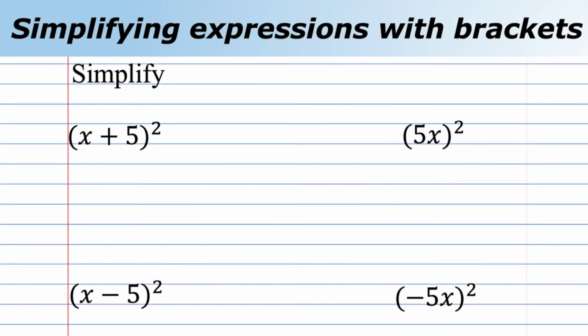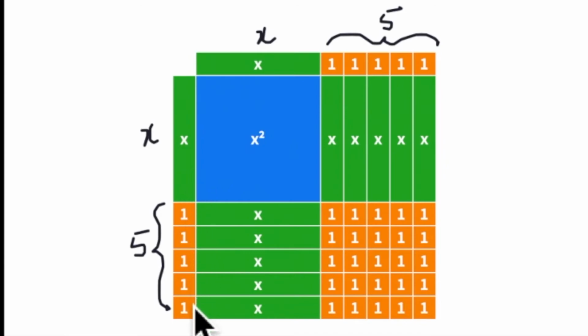Before we stop, I just want to have a look at 4 more questions because I don't want you to mix these up. Remember that when you're squaring a bracket, that bracket appears twice. We will not say that this is x squared plus 25 because that's wrong. X plus 5 times x plus 5 results in x squared plus 10x plus 25.